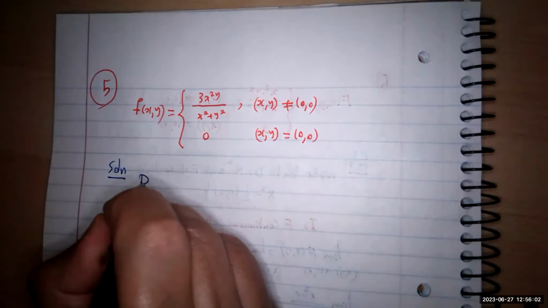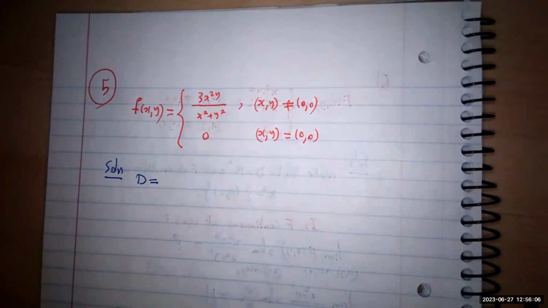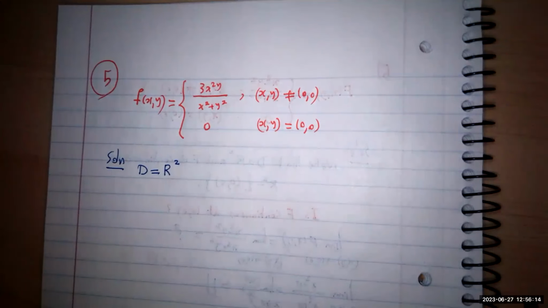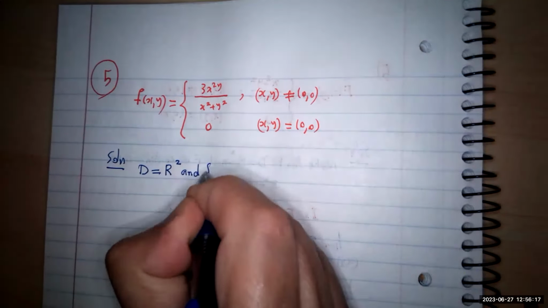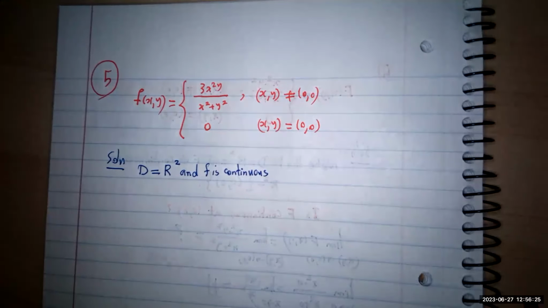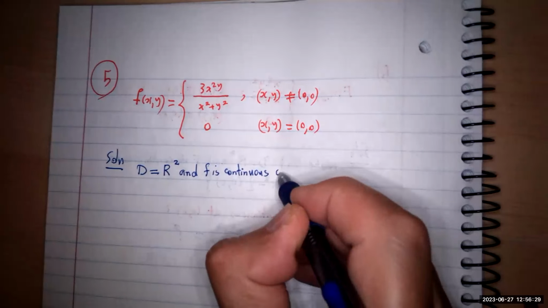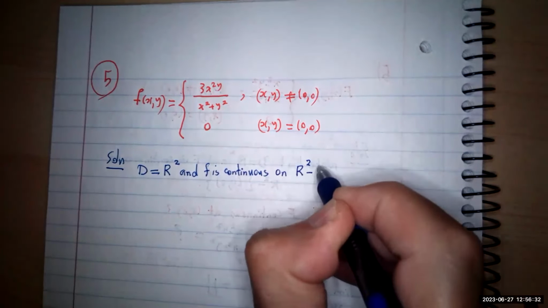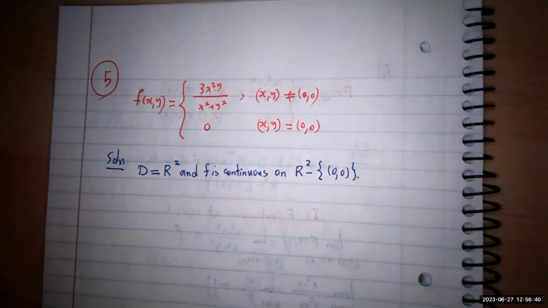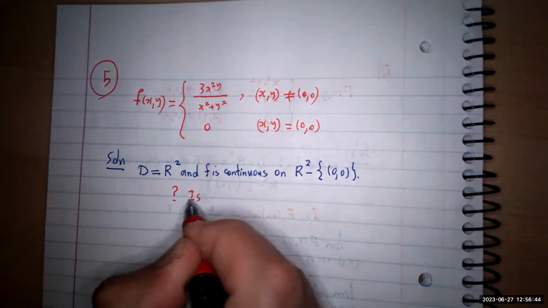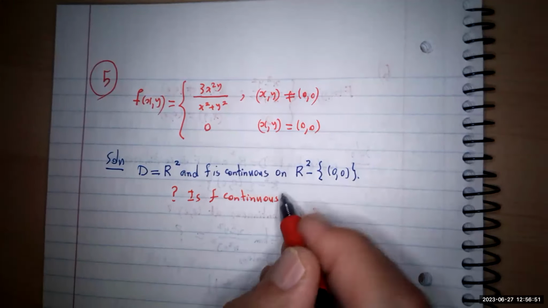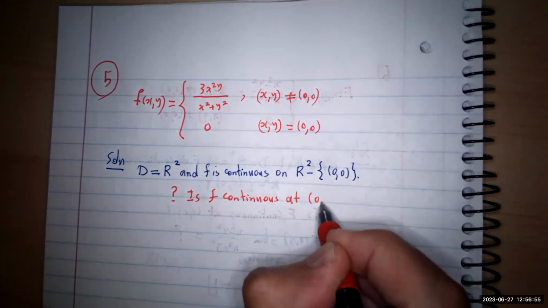So the domain of this function is going to be R2 again. You see that is going to be the case, and f is continuous so far on R2 minus the origin, minus (0, 0). That's so far. Again, the question is going to be, is f continuous at (0, 0)?